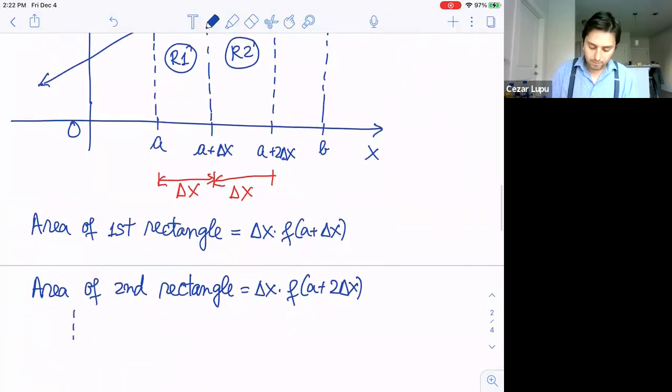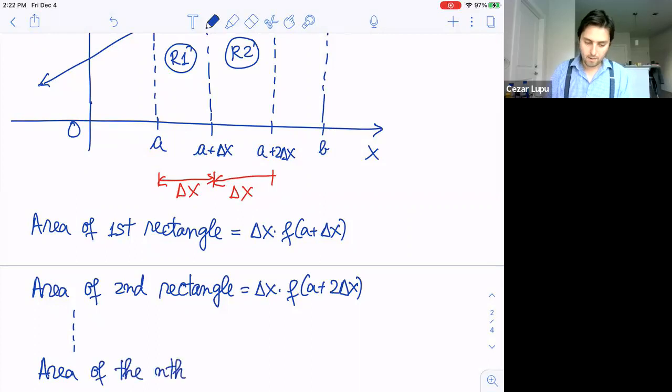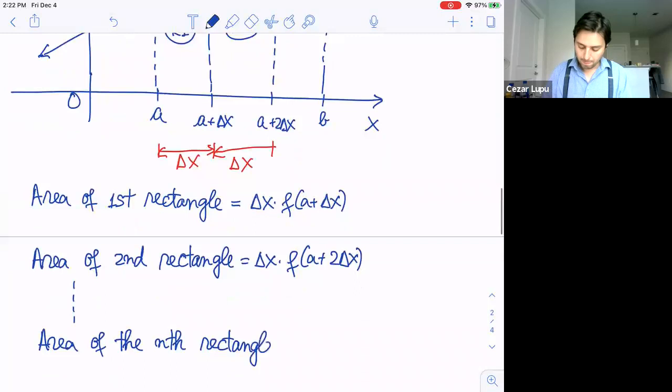And we can keep going inductively. We can say that the area of the nth rectangle will be nothing else than just delta x times f of a plus n delta x.